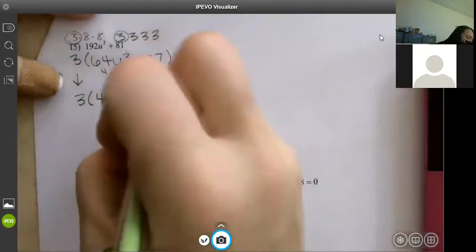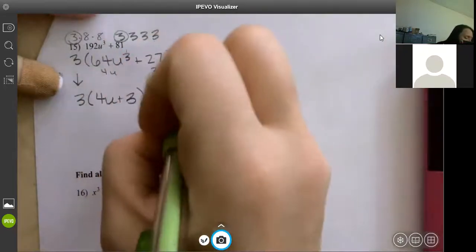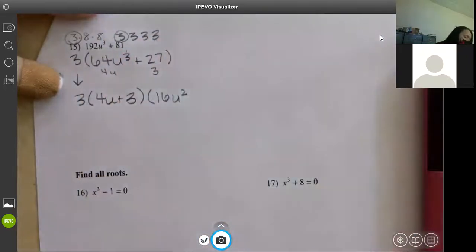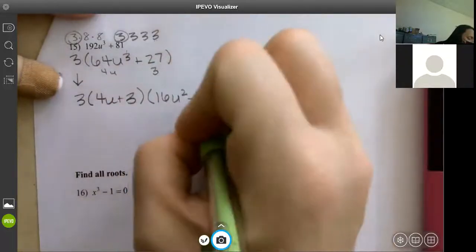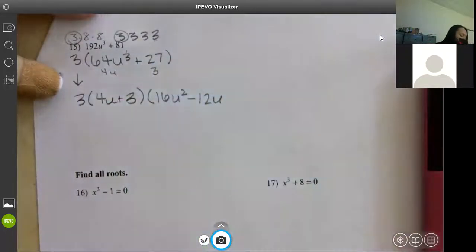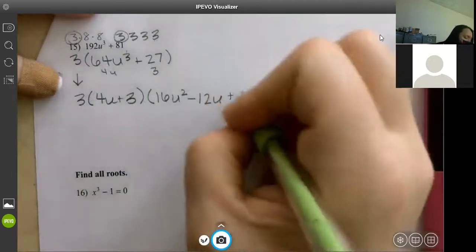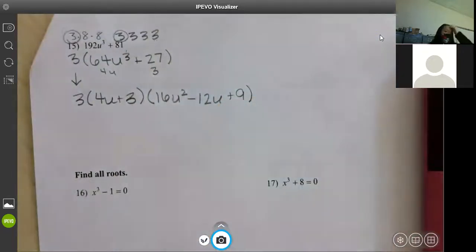Square the first. 4 squared is 16, and then u squared. Multiply them together. 4 times 3 is 12u, but make sure you change the sign. And then square the last. 3 times 3 is 9. Any questions?